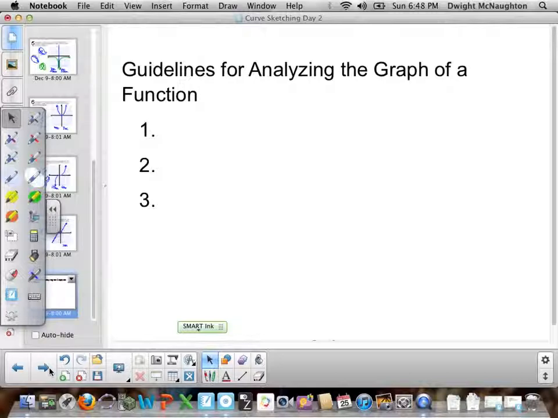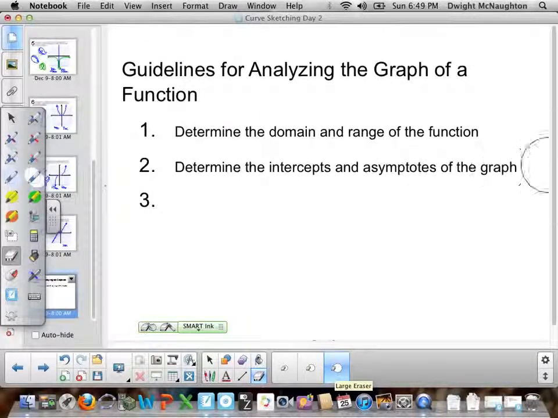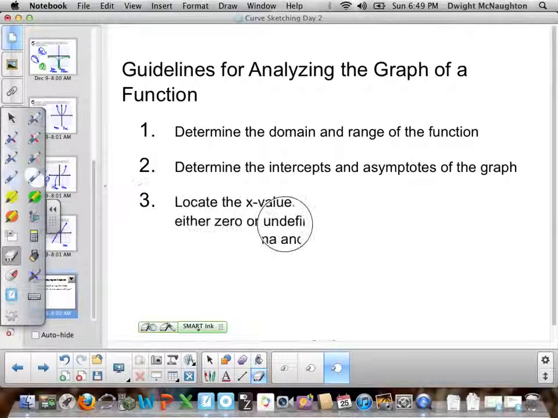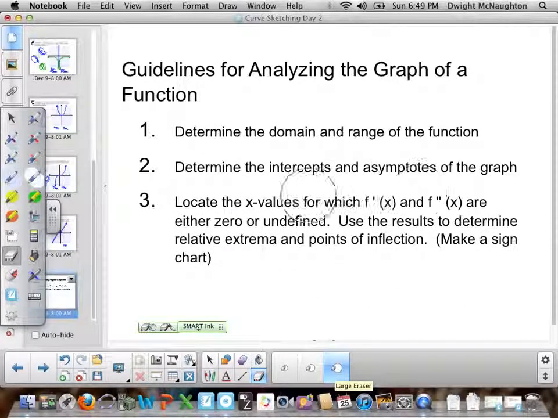So in conclusion, domain and range. Intercepts and asymptotes. And then make a side chart. Evaluating increasing, decreasing, concave up, concave down, relative extrema, and inflection.